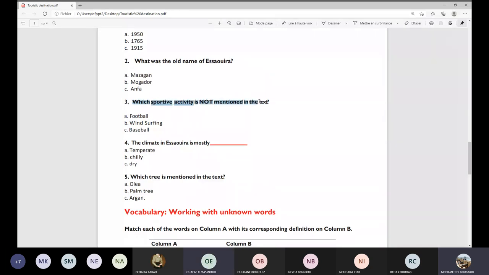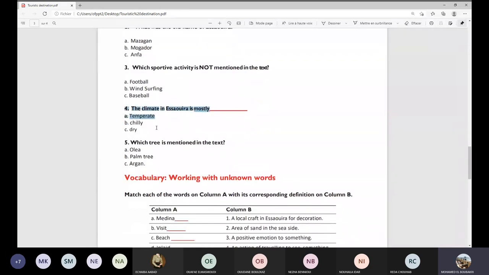Number three. Go ahead. Football and baseball. Really? They are not mentioned in the text. That's correct, both of them. Which sportive activity is not mentioned in the text? The one mentioned is windsurfing, so the activities not mentioned are football and baseball. Good job.